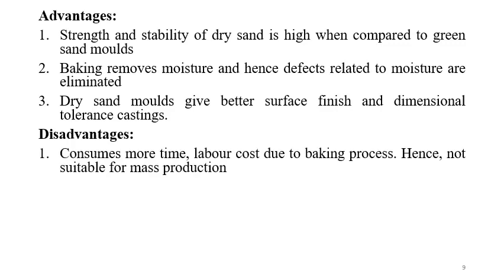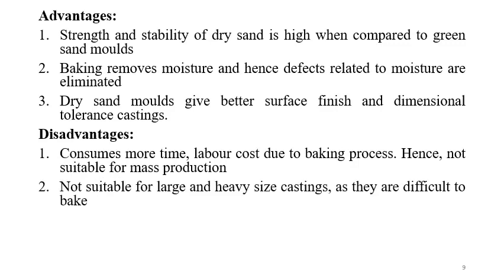Drawbacks of this one: consumption of more time, naturally. Once we prepare the mold, we put it in the furnace, heat it, and after it cools, then we can use it for pouring the molten metal in that box. That's why consumption of time is more. Labor cost is also increased during the baking process. Hence, not suitable for mass production because more time is required and labor cost is also more.